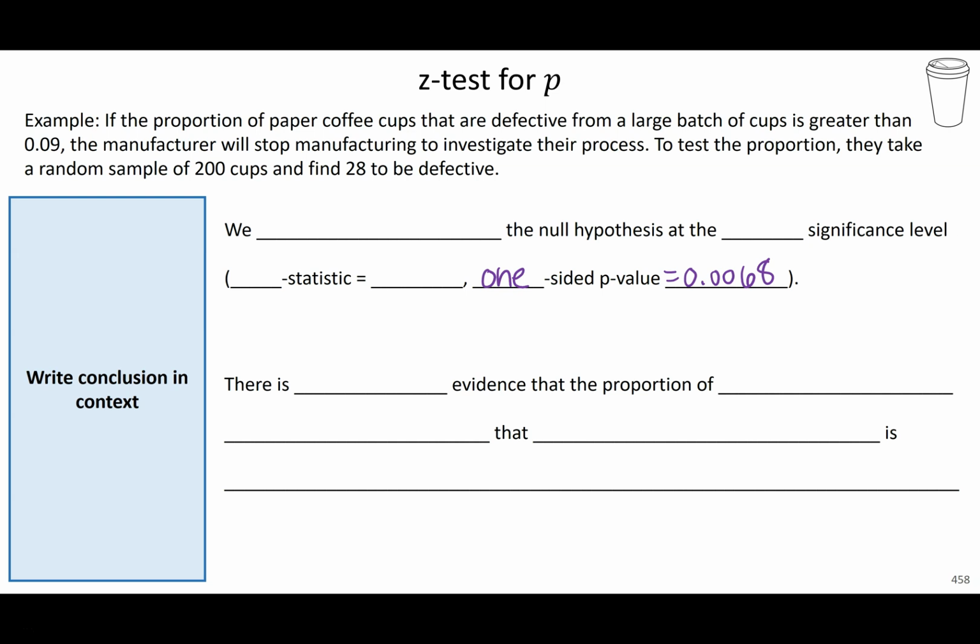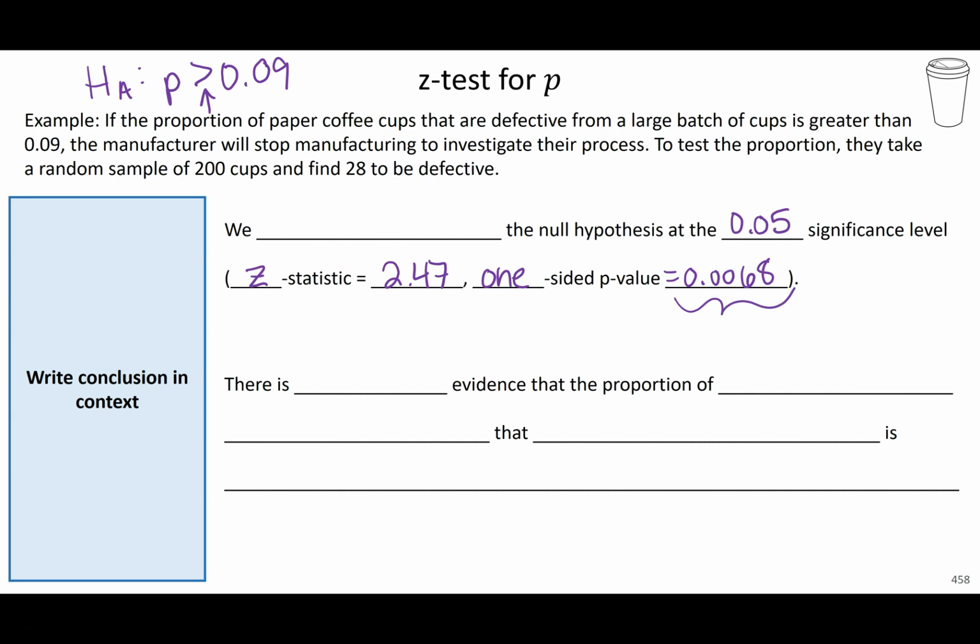One thing to keep in mind is that you need to remind yourself, hey, the alternative, is it one-sided or two-sided? My alternative was that p was greater than 0.09. This is one-sided, so I'm done. I do not need to multiply my one-sided p-value by 2. I don't need a two-sided p-value. So we have a z statistic of 2.47 at the 0.05 significance level.